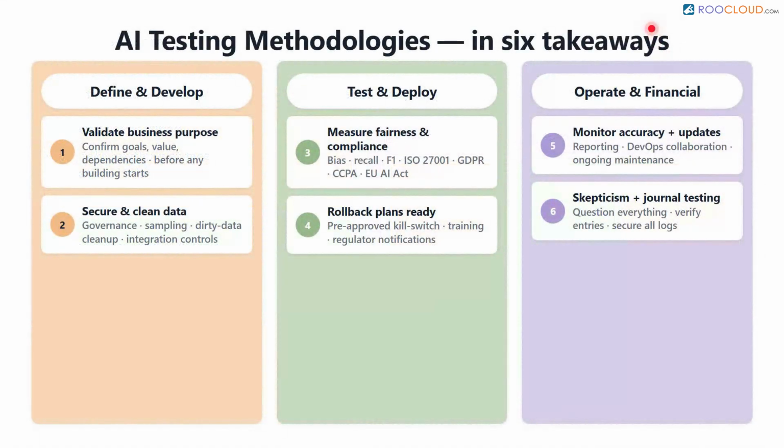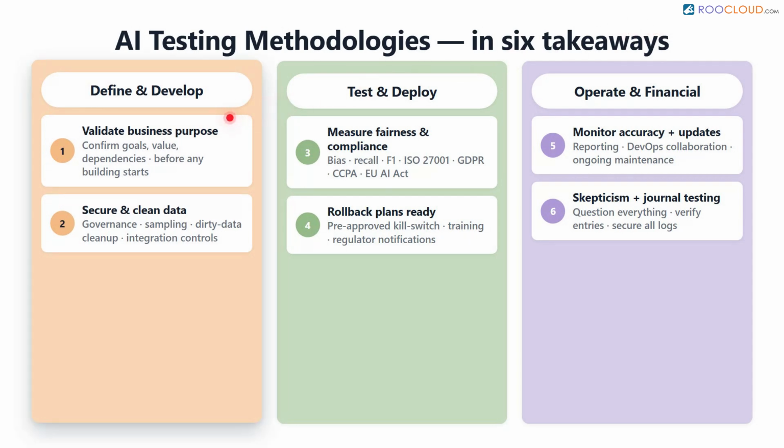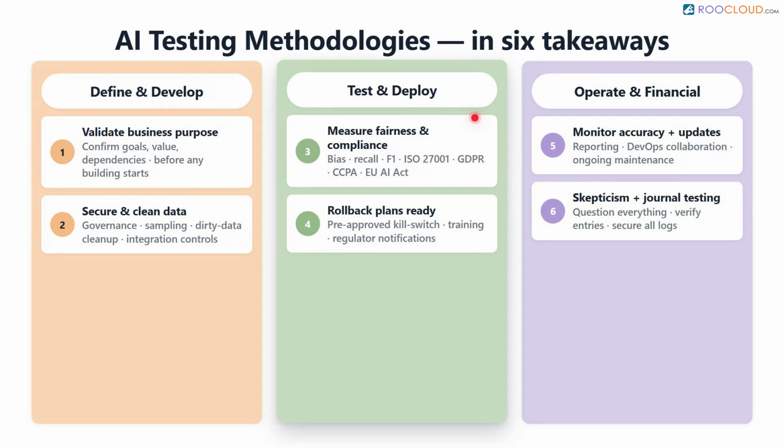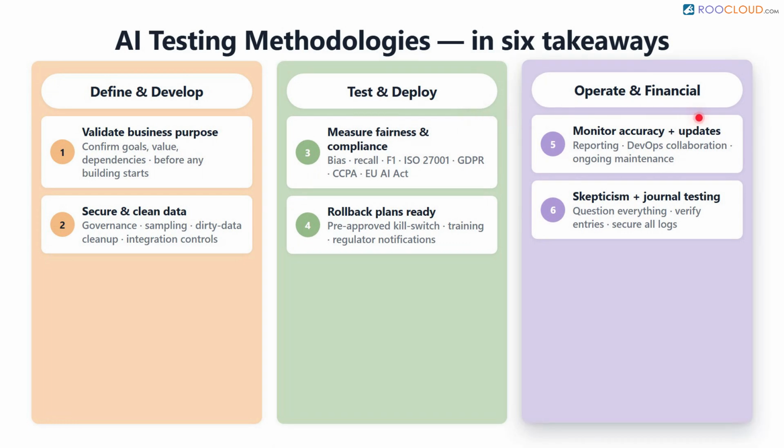Let us recap our session. To comprehensively audit these systems, you must assess 5 core lifecycle phases. You validate the business purpose during definition. You secure and clean the training materials during development. You measure fairness, performance, and compliance during testing. You establish rollback plans and training during deployment. You monitor ongoing accuracy and updates during operations. And finally, you apply intense professional skepticism and strict journal testing when dealing with any financial models.